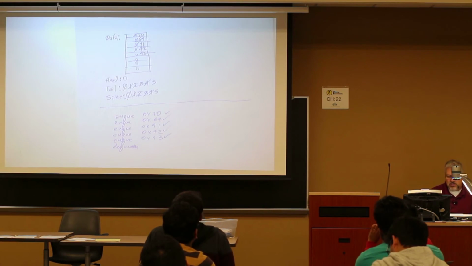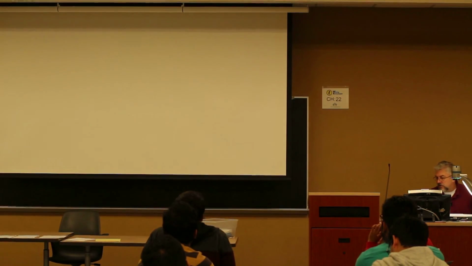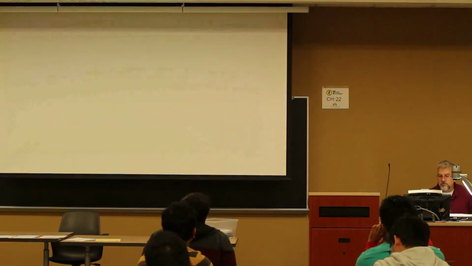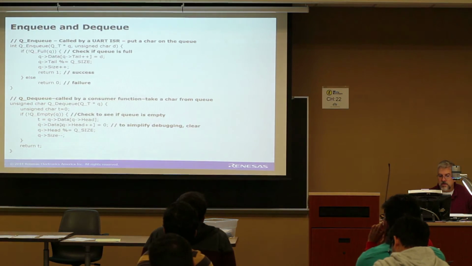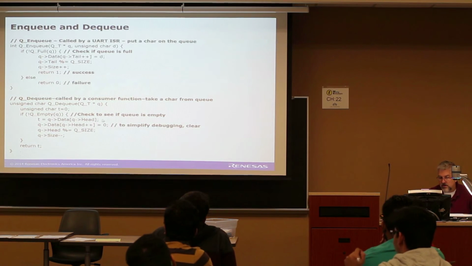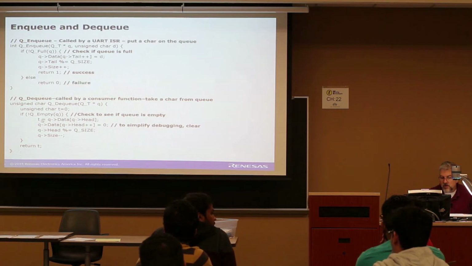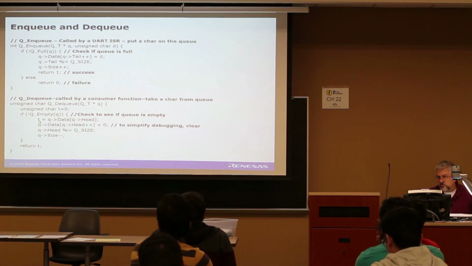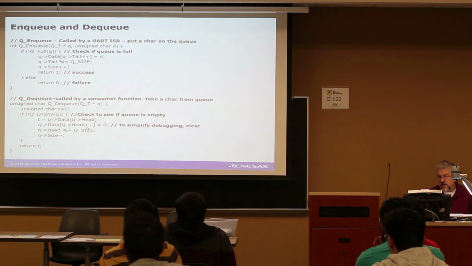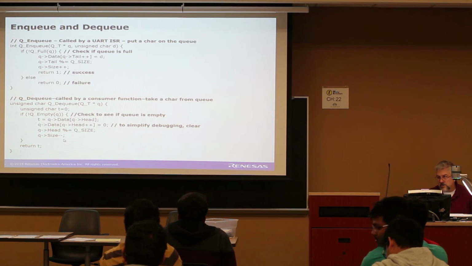All right. Dequeue. If you remember the code now, it says check to make sure it's not empty. If it's empty, there's no need to try and grab something out because it's not there. Grab the data, which would be T, which is what you're going to return. Increment the head. Check to make sure you haven't gone past the end. Decrement the size.